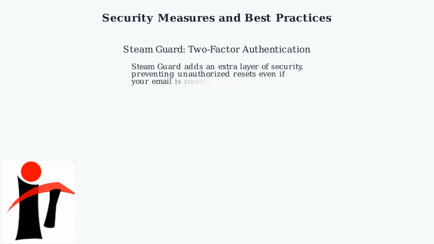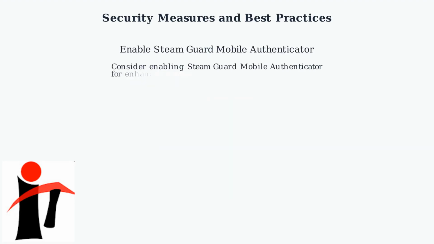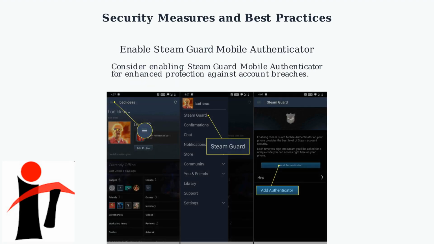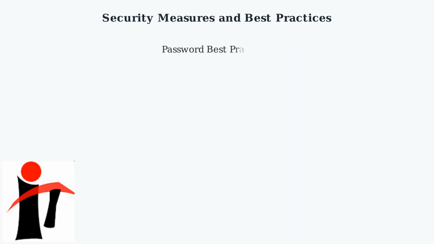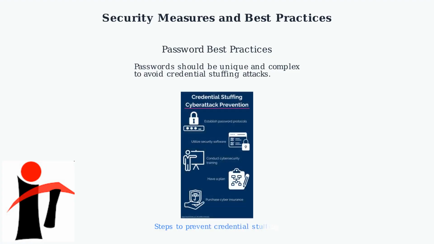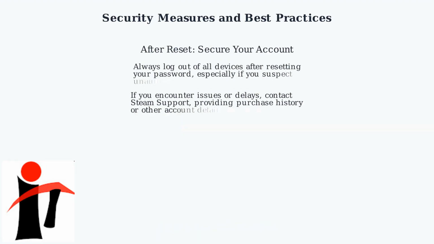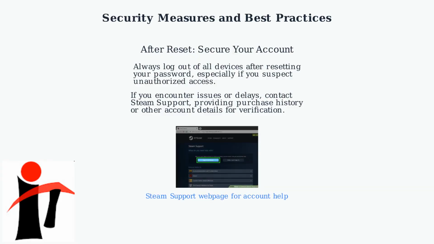SteamGuard, Steam's version of two-factor authentication, 2FA, adds an extra layer of security, preventing unauthorized resets even if your email is compromised. Consider enabling SteamGuard Mobile Authenticator for enhanced protection. Passwords should be unique and complex to avoid credential stuffing attacks. Always log out of all devices after resetting your password, especially if you suspect unauthorized access.